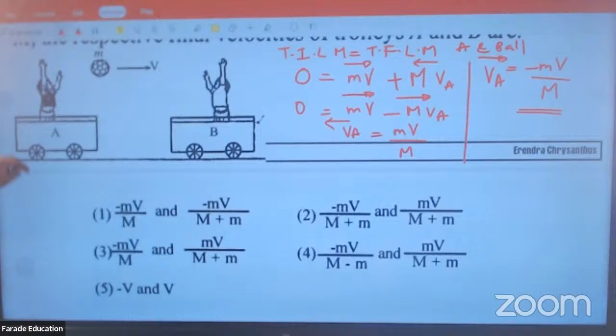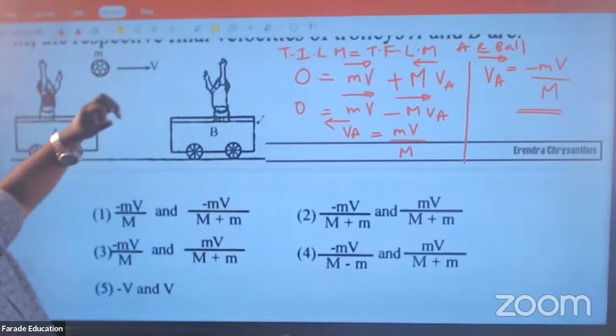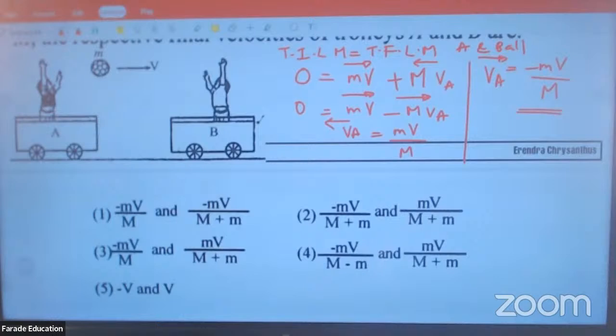Right. So this is for A. Initially, A with the ball is at rest. Then A throws the ball. When you throw the ball, A will travel backward. Law of conservation of linear momentum.